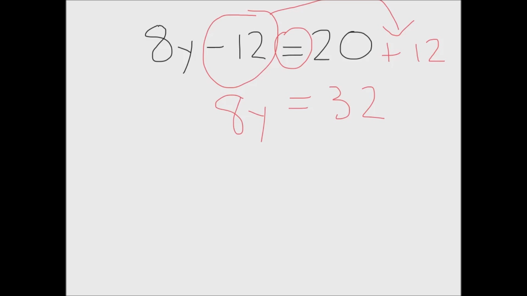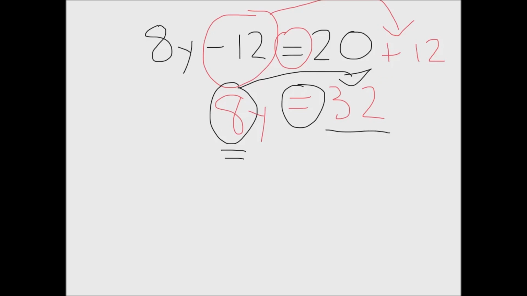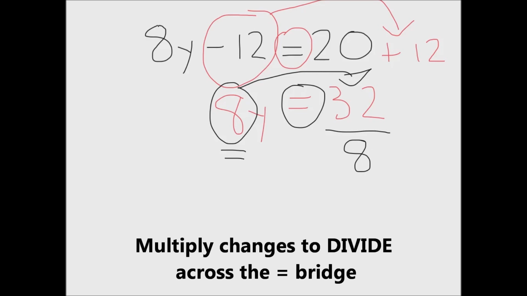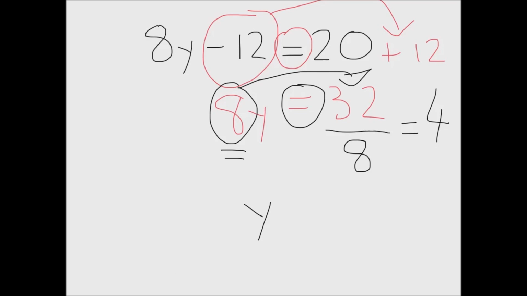Now 8y really means 8 times y. So interestingly, if you decide to take 8 across the bridge, then what will happen is on this side, it's actually timesing the y. So when you take it over the bridge, it's going to actually become a divider. So basically what's happening here is 32 divided by 8 equals 4. So what we've discovered is that y is left over here, and on this side we've got 4. And so actually we've discovered what y equals.